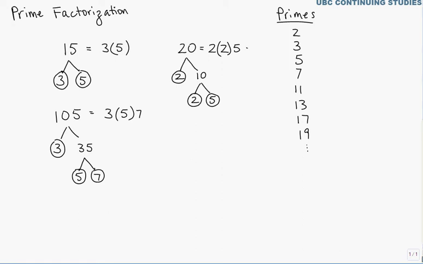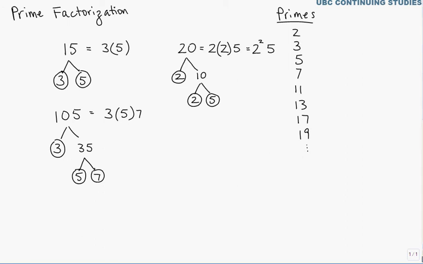Now, with prime factorization, this is normally written using exponents, and we'll see exponents a little bit later on if you're not that comfortable with them. So 2 times 2 you can write as 2 to the power of 2, times 5.